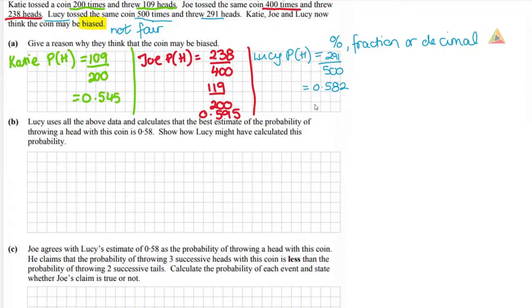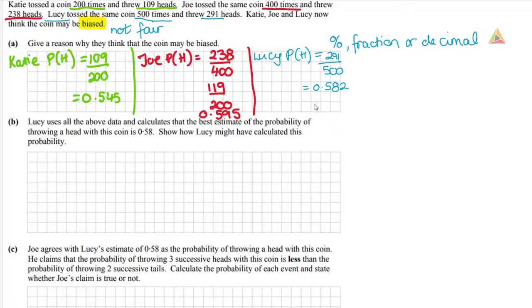Now, it didn't ask me here, but out of these 3 people, which one of these answers is the most reliable, or which one would I think is the most accurate? So the more times that we carry out an experiment, the more accurate our answer is going to be. So Katie tossed it 200 times, Joe tossed it 400 times, and Lucy tossed it 500 times. So I would be expecting Lucy's answers to be the most accurate. But they've all tossed it lots and lots of times here. So they've all tossed it many times. So they're all going to give us a good indication towards whether this coin is fair or not.